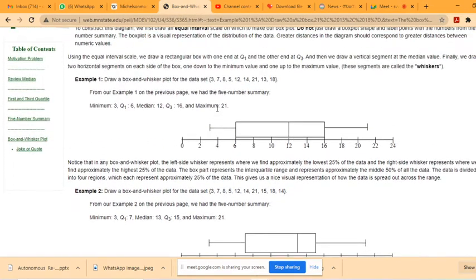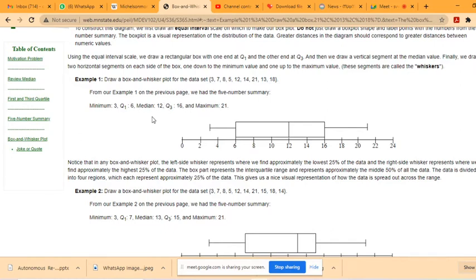I will show you one example of how to conduct or draw a box plot. Given the observations are 3, 7, 8, 5, 12, 14, 21, 13 and 18. We can find that the minimum is 3, Q1 is 6, the median is 12, and Q3 is 16, etc.